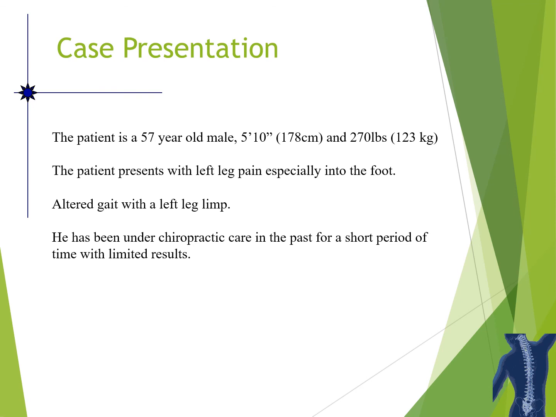His chief complaint was pain in his left leg down into his foot, and he had an altered gait. He kind of limped on the left leg. The reason he limped on the left leg is because he lost some of his motor function for his plantar flexion, so he really couldn't push off on his left foot. So he walked with a gait that represented that. And I confirmed that with orthopedic tests on him.